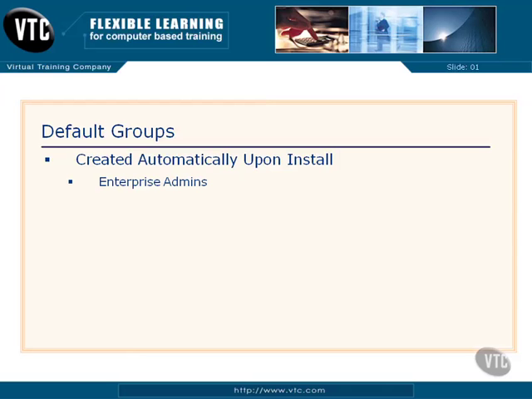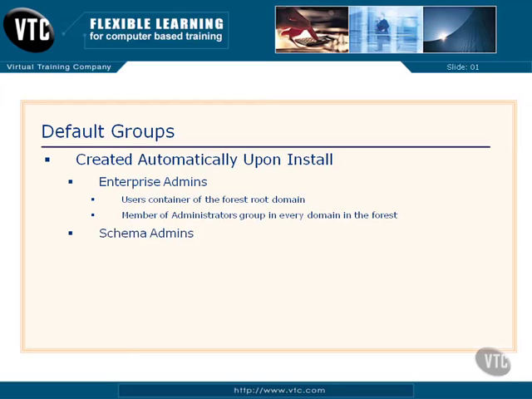Now, if you want to make 100 on the exam, memorize these groups and everything they do. If you're like me and you'll take a 98, maybe just look over these and be very familiar with them. Most of the time, they're self-explanatory. The Enterprise Admins group, I'll show you these in just a few minutes. This is in the Users container of the forest root domain. That's where it is placed by default, and it's a member of the Administrators group in every domain in the forest. So when you're an enterprise admin, you can do anything anywhere.